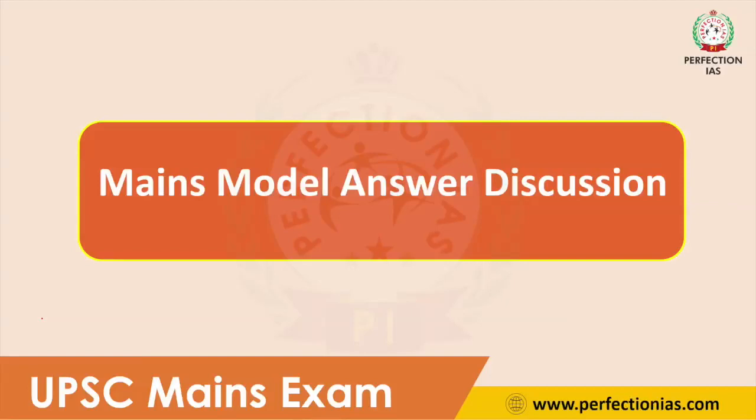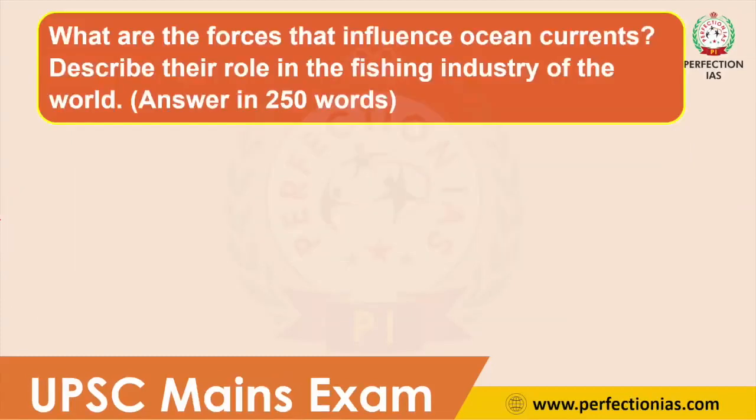In today's discussion, we are going to discuss the model answer for a UPSC 2022 Geography question. The question for today is: what are the forces that influence ocean currents? Describe their role in the fishing industry of the world. This question is asked as a 15 marker, so you have to write around 250 words.